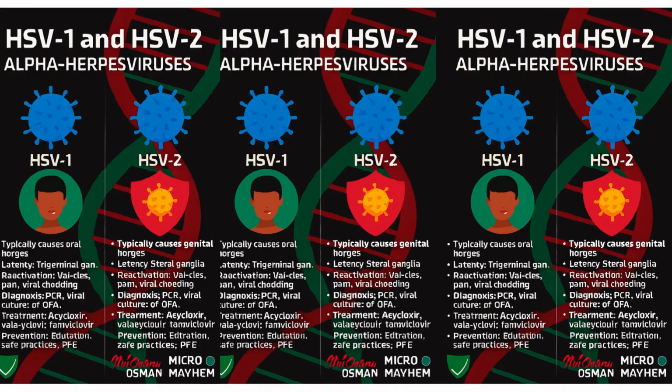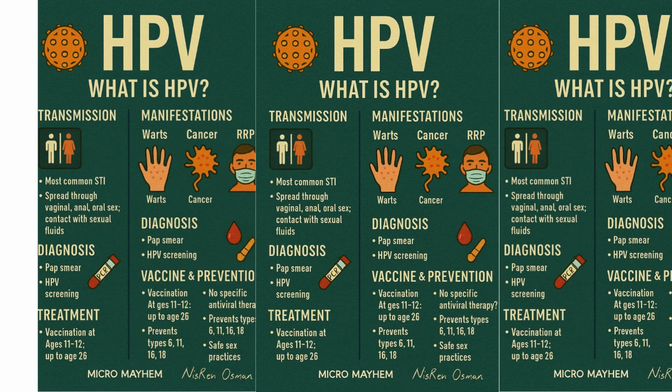So next, I will talk about human papillomavirus. It isn't just a virus, it's a group of over 200 related viruses. Some types cause harmless skin warts, while others are linked to serious conditions like cervical cancer and head and neck cancer. So low-risk types cause genital warts, like human papillomavirus 6 and 11. High-risk types are linked to cancer, which are human papillomavirus 16 and 18.